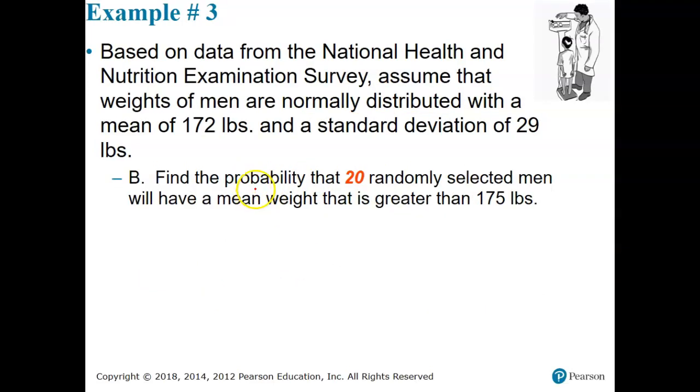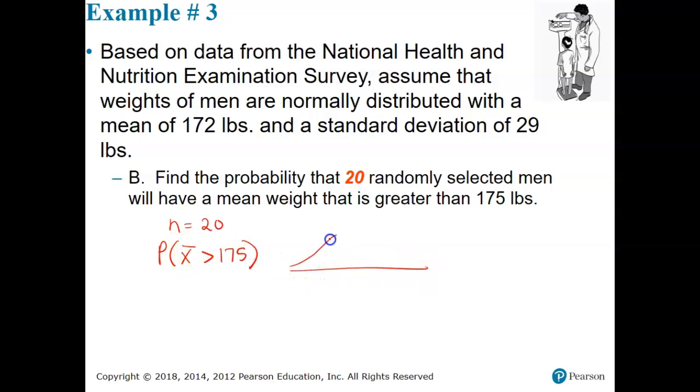Okay, moving on to part B. Same information, it still fulfills the central limit theorem. This time we want the probability that 20 randomly selected men will have a mean weight that's greater than 175. So we want the probability that they have a mean weight, so we're going to use X bar here, greater than 175.